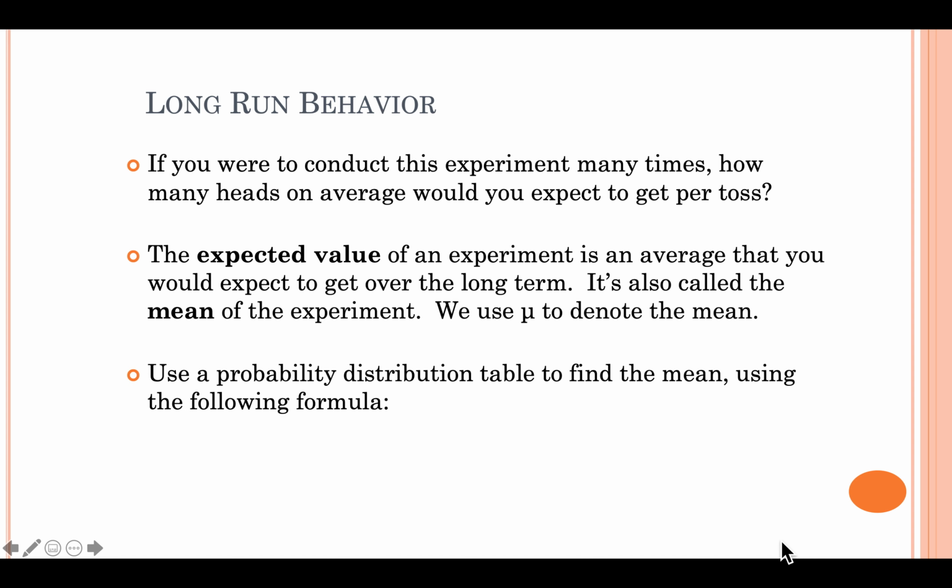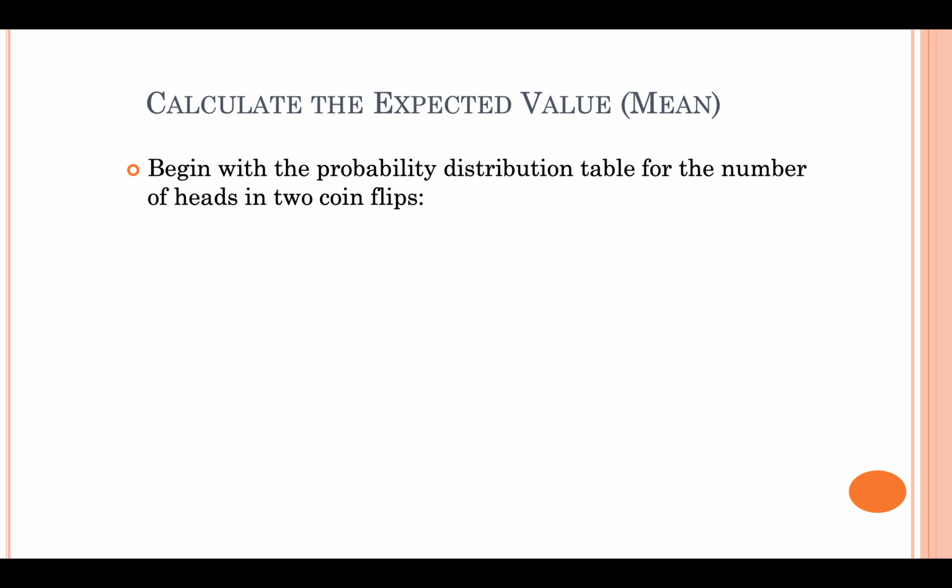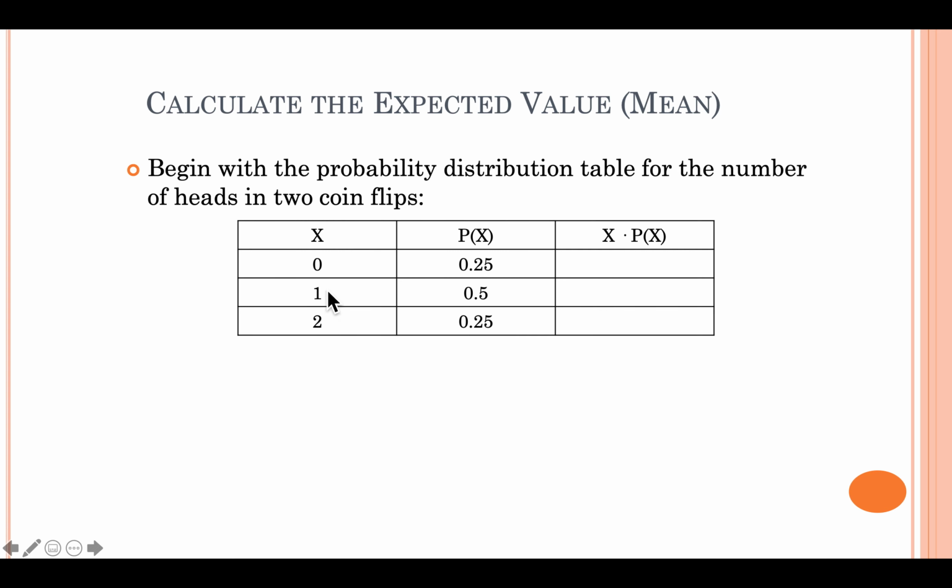To find this expected value, this mean, we would use a probability distribution table and we'd apply this formula. Mu equals the sum of x times p of x. And I'll show you how to do that with a simple probability distribution table here. Okay, so let's go back to the probability distribution table for the number of heads in two coin flips, and we already built this. There are three values of x, 0, 1, and 2, and therefore there are three probabilities for those values of x, 0.25, 0.5, and 0.25.